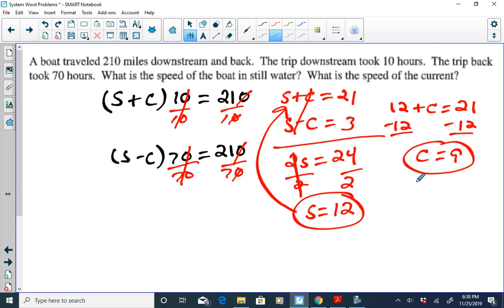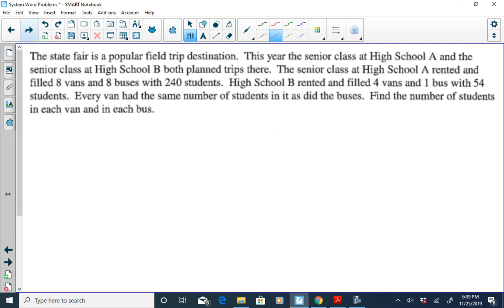So this is the current speed, and this is the speed of the boat in still water. These are miles per hour. All right, we check it. 12 minus 9 is equal to 3. 12 plus 9 is equal to 21. So that's going to work for us. Let's look at our next example.